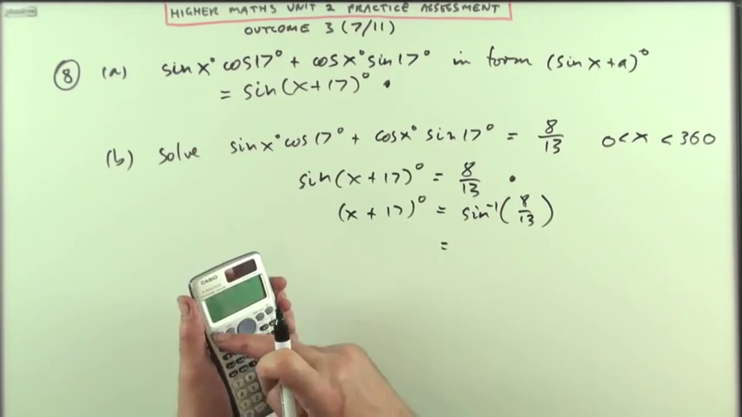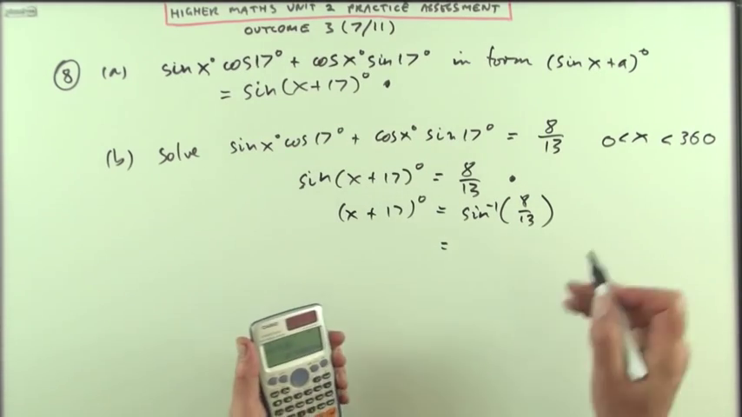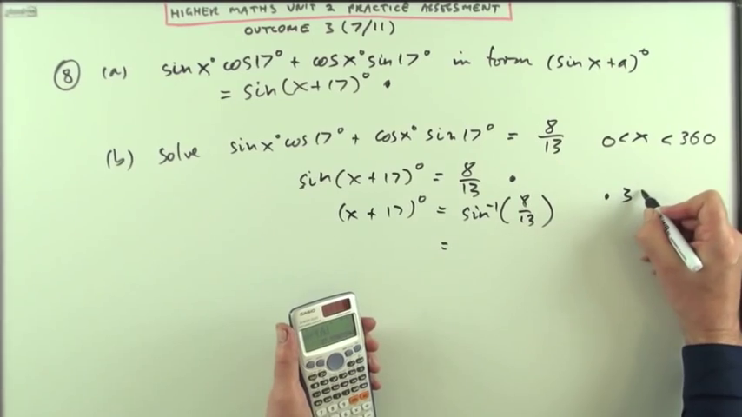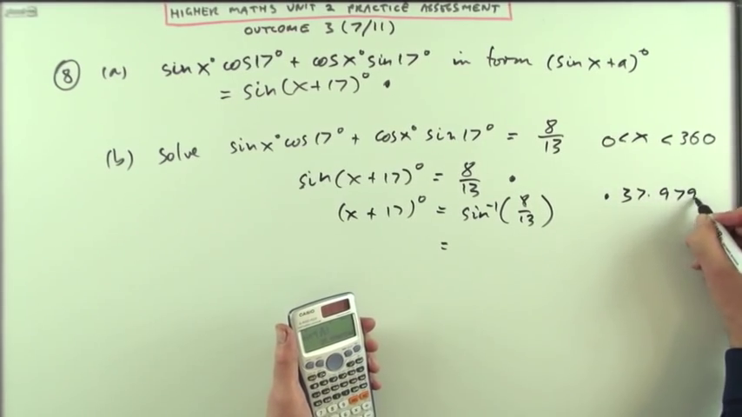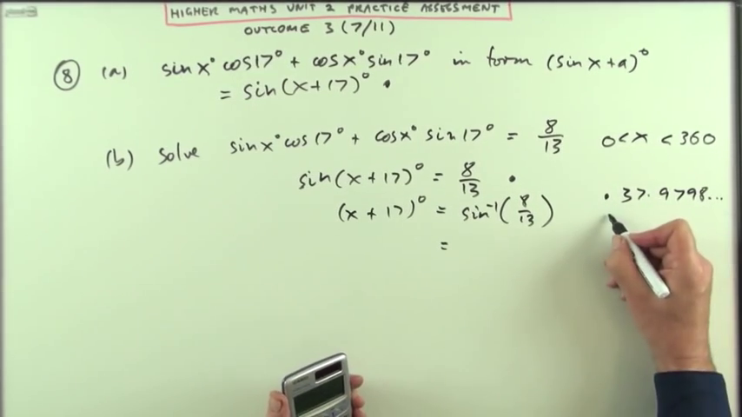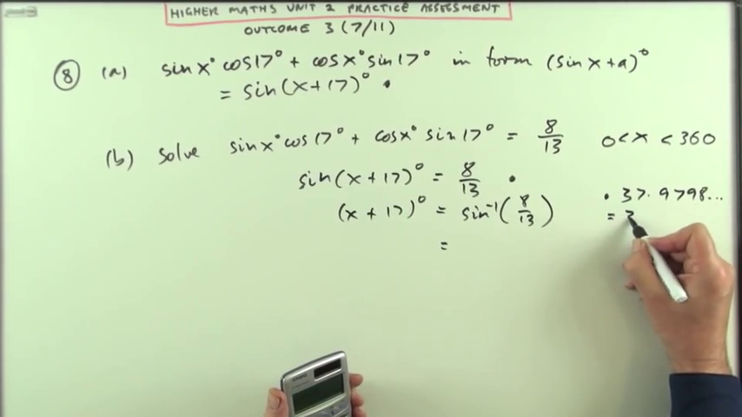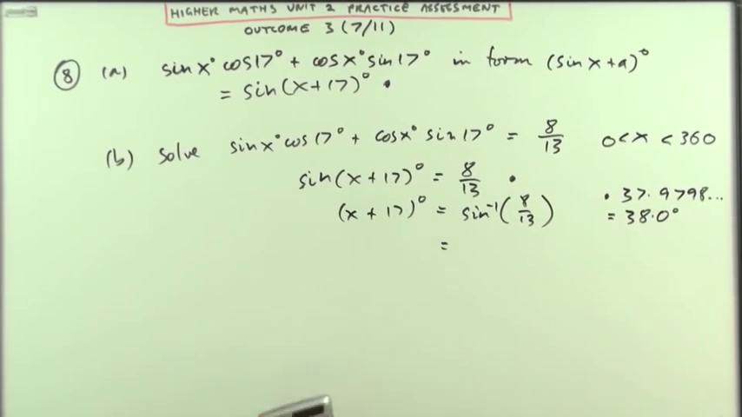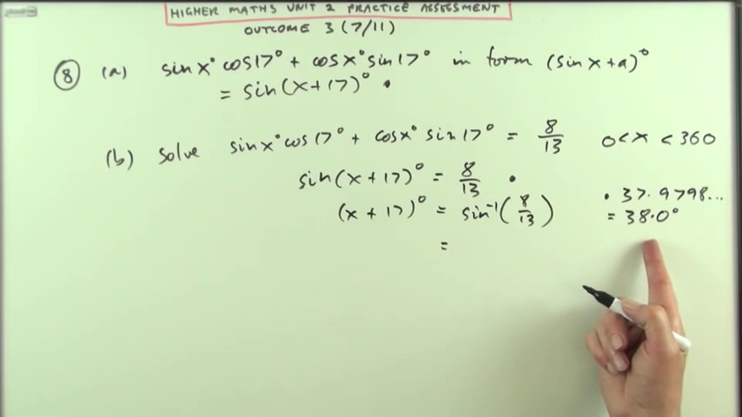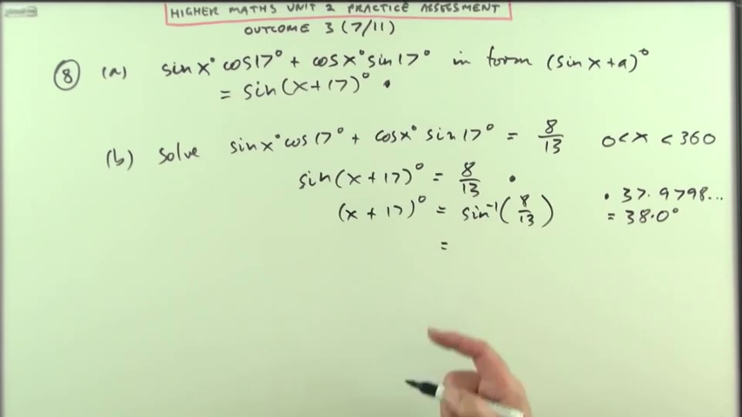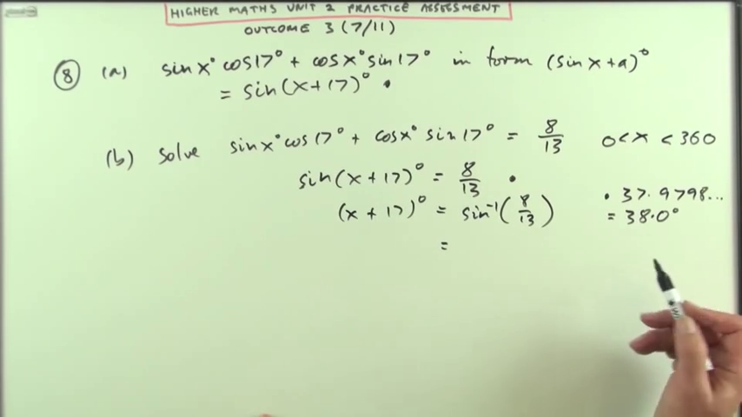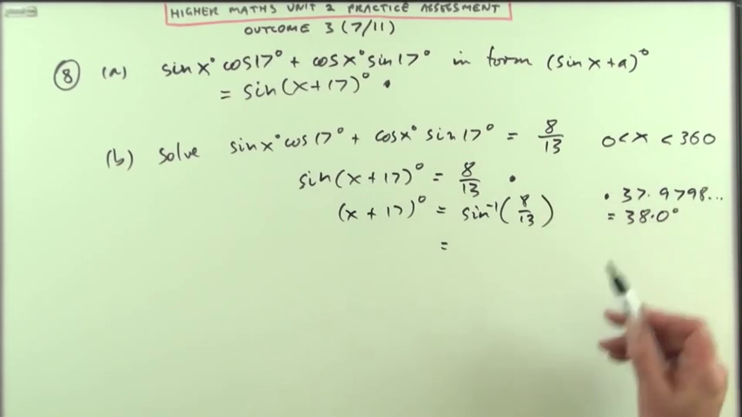That's the calculator case. And you get the angle, the acute angle, 37.9798 and so on, which rounds off quite neatly to 38.0 degrees. I'll put in the 0.0 to show the accuracy. Now that's the next mark. Then the second part would be, what's the other angle? Because I want the angles up to 360.